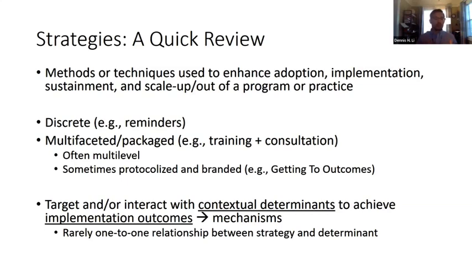And these often are also multi-level. They might target the implementers themselves, they might target the leaders, they might target the organizations as a whole. And sometimes they're even protocolized and branded in the literature. So a good example is this Getting to Outcomes program that you might see. It's called the Getting to Outcomes program, but it's not an intervention per se. It's not a health intervention. It is a 10-step process for implementing substance abuse interventions. And each step has a series of discrete strategies that they say to use within each of those steps.